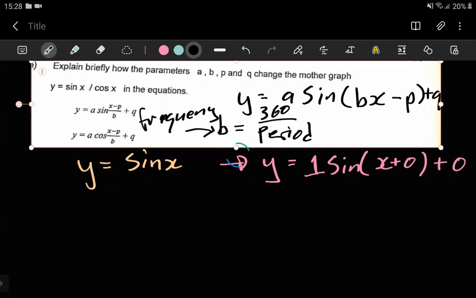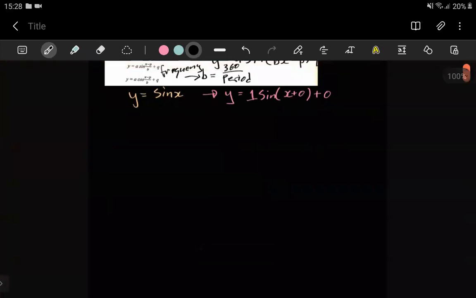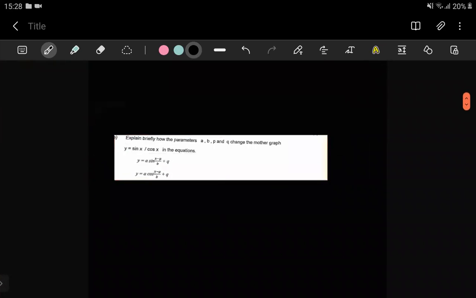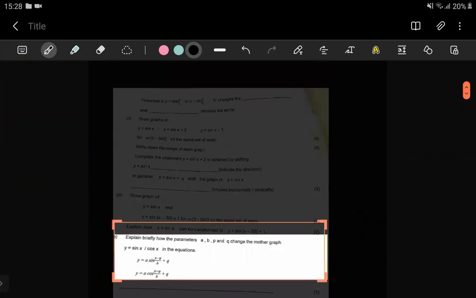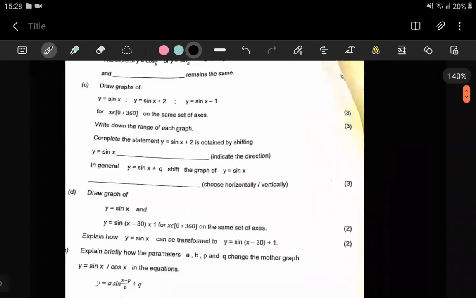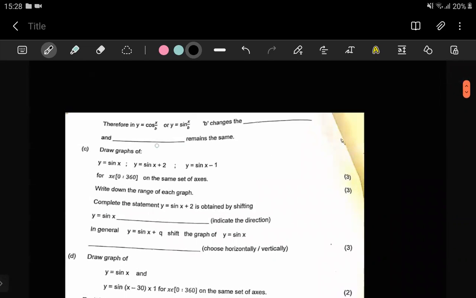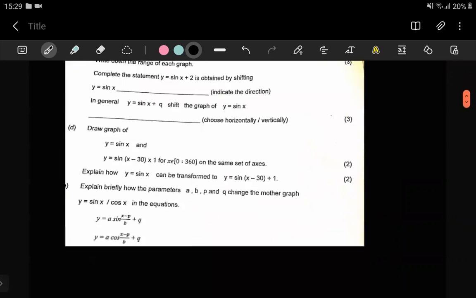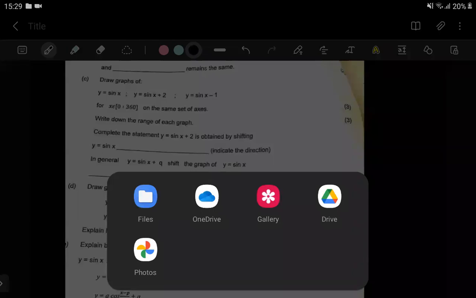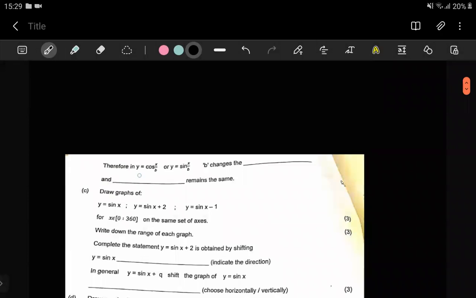So the one thing I would want to check is the previous questions, to see if they have anything to do with why they're asking this question in this manner. Not to say that it's too absurd, but we just need to know the previous questions. Okay, so there's a question before this as well that we need to consider, because here it says therefore in y is equal to this over that, or y is equal to sine this of b, changes the what and the what remains the same. So what did you put down for these two spaces here?